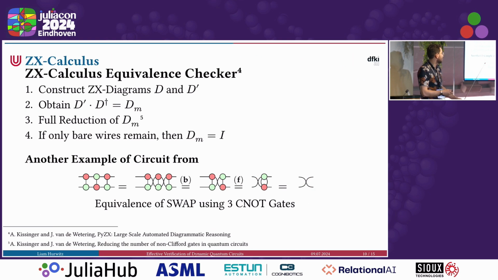Here's a small example. If we have one CNOT, another one, and another one, this is actually equal to a swap gate. We can prove this by first twisting this one time, like a movement like this. Then applying the bialgebra rule and the fusion rule. And then we immediately have proved that this circuit is equal to this gate.